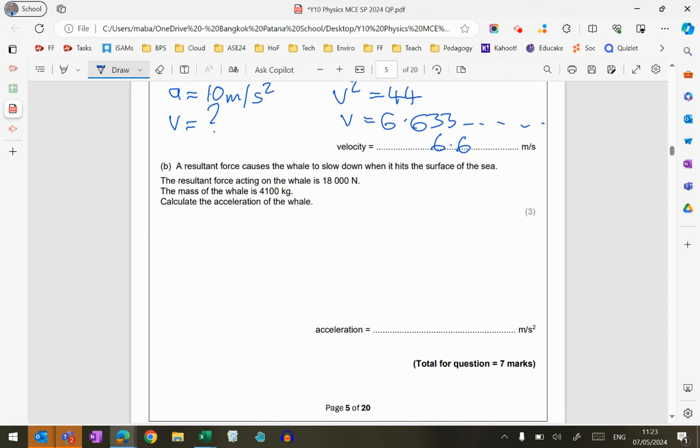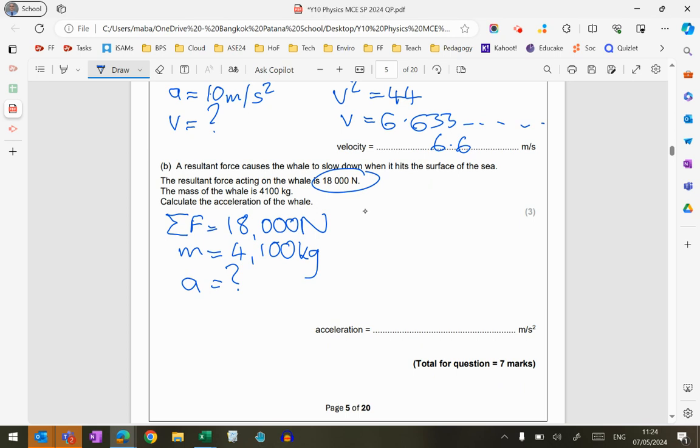The resultant force causes the whale to slow when it is... The resultant force is this much. So again, use the same strategy. Resultant force is sigma F, so that's 18,000 newtons. Mass of the whale, 4,100 kilograms. And then it's asking me to calculate the acceleration, so that's my unknown.